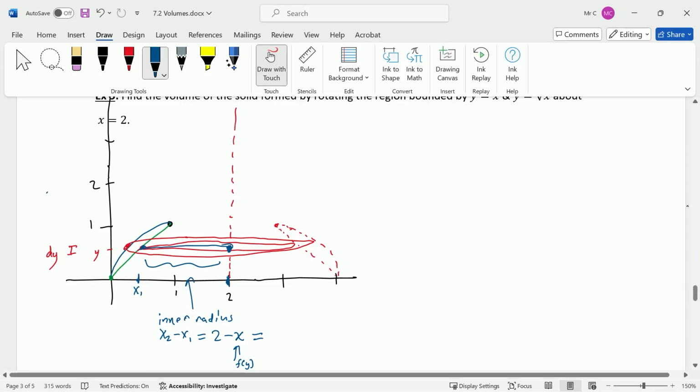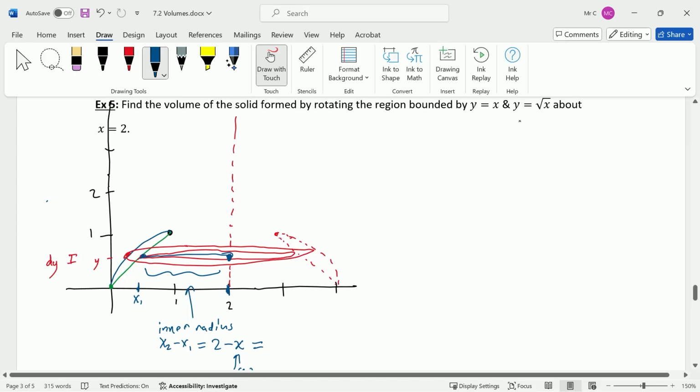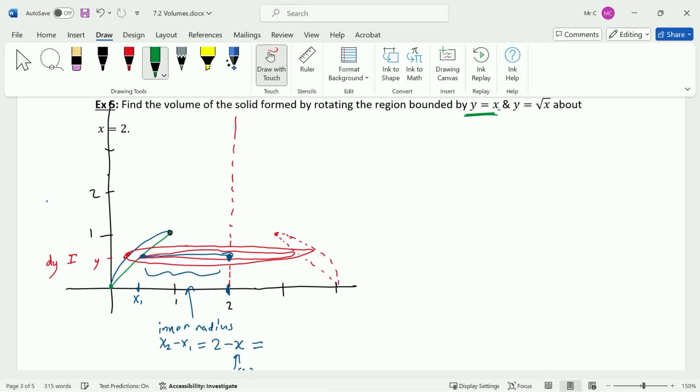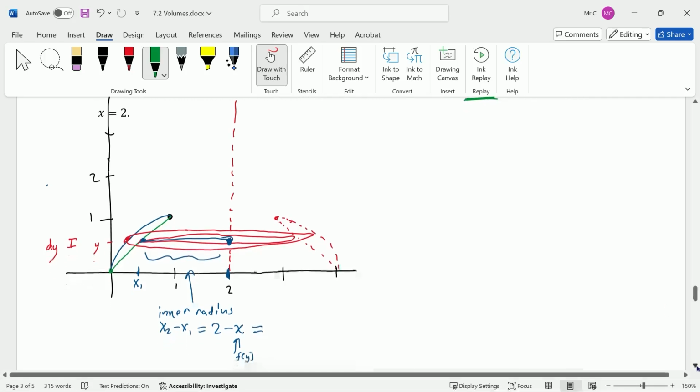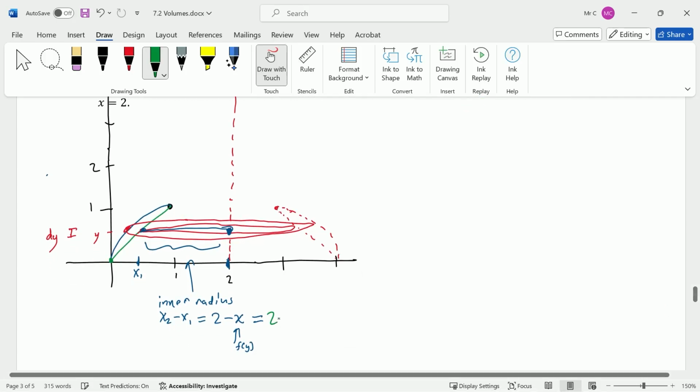Okay, so let's look back up here. We had this y equals x line. That's our green line. We need to write it as a function of y. Well, that's easy enough. It already is. X equals y. So we can just write this as 2 minus y.